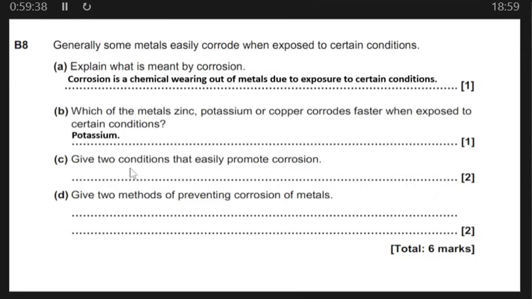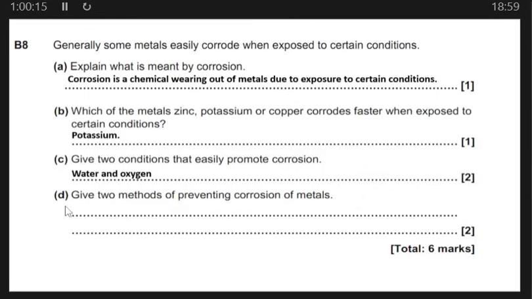Okay, so before I give 2 reasons here, let me explain why potassium. So of these metals given here, potassium is the most reactive metal. So the more reactive the metal is, then the more corrosive it is. Okay, so see, they are saying give 2 conditions that easily promote corrosion. So it is water and oxygen. So corrosion happens in the presence of water and oxygen.